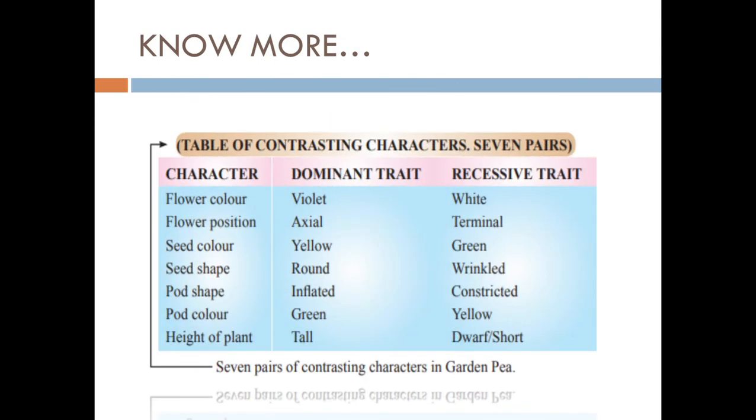And this is for your more information, to understand the topics clearly. So here are the 7 pairs of contrasting characters in a garden pea. The 7 contrasting characters are color of the flower, position of the flower, color of the seed, shape of the seed, shape of the pod, color of the pod, and height of the plant. Here in this table, you could find the dominant trait for the respective character as well as the recessive trait too. Please go through it.